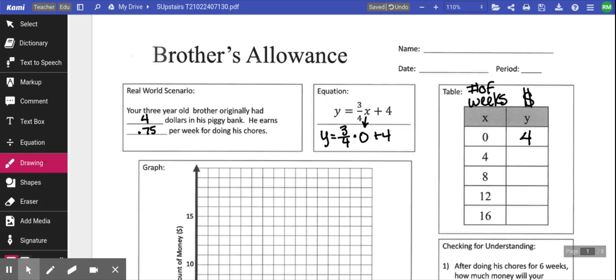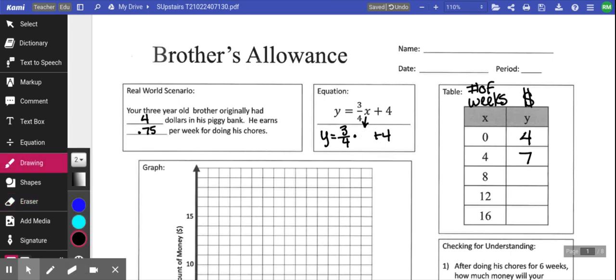Then we need to see how much at 4 weeks. So we're going to plug in 4 here for X. So this will be 3/4 times 4. When I multiply those together, I get 3. 3 plus $4, because remember that's what he started with. So 3 plus 4 is 7. Okay. Next, we're going to try the next one.